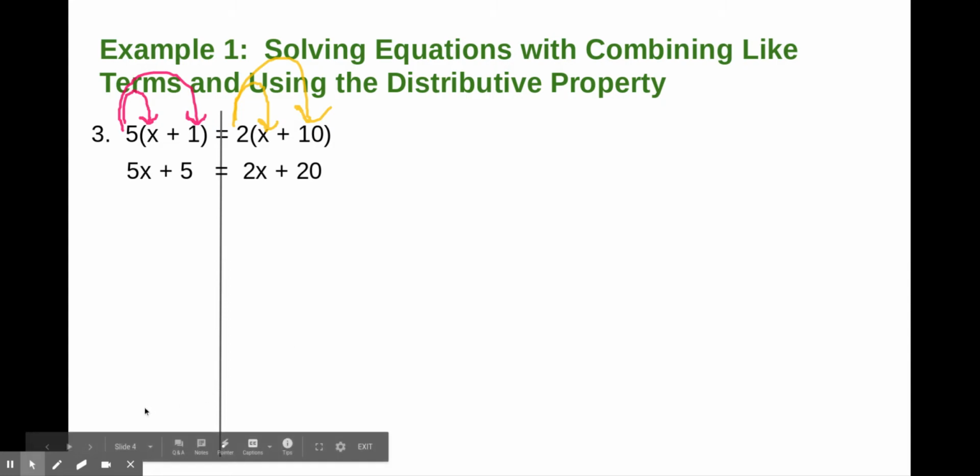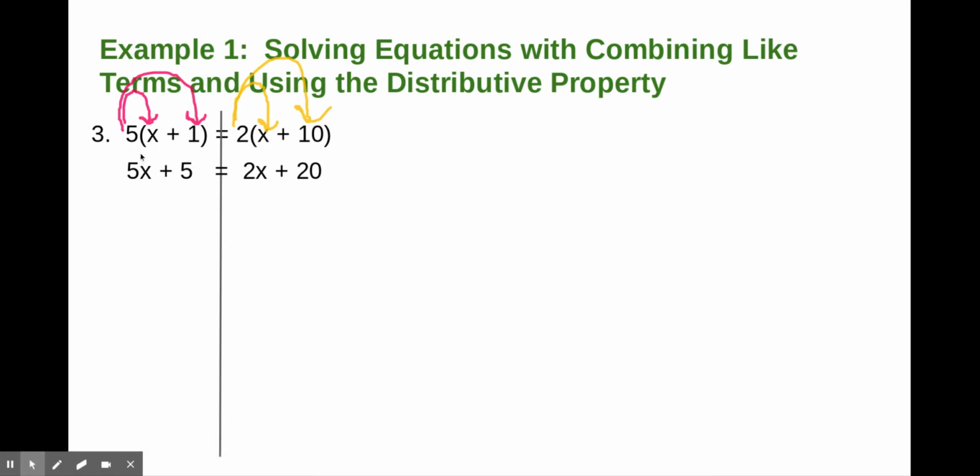And now this is the part of the baby bear, mama bear, because I can't do anything else here on the left side. I can't add 5x and 5 together. There's no other variable term or constant term to combine with it. And on the right side here, 2x plus 20, there's nothing else I can do at that point. That's when we take the baby bear, mama bear. So if you look, you have a 5x and then you have a 2x. The 2x is smaller, so take the 2x over to the 5x.